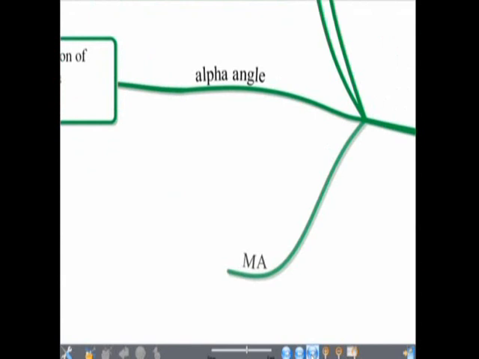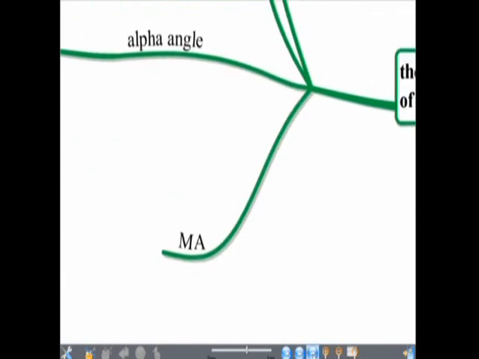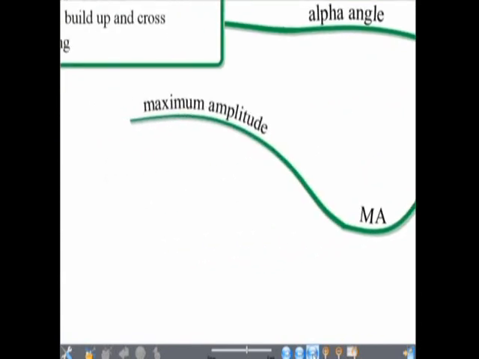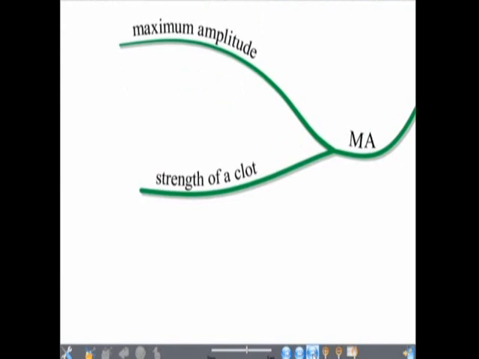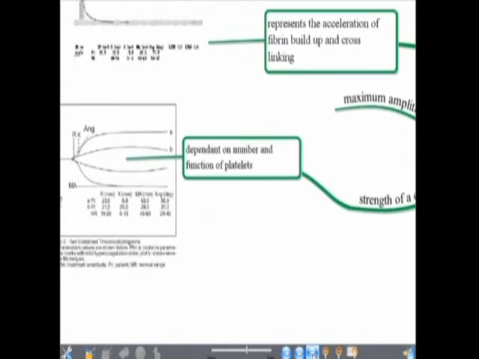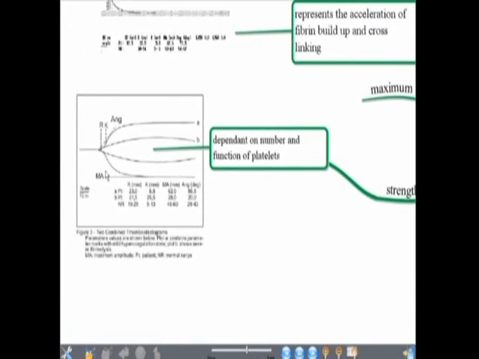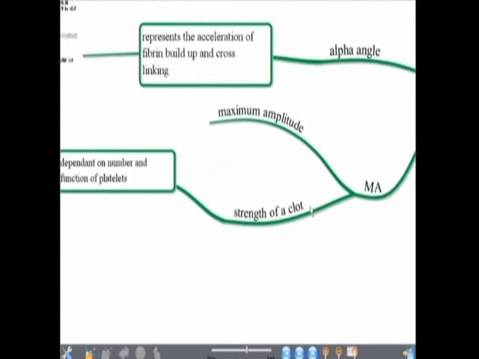MA, that's the next parameter, maximum amplitude. That shows you the strength of the clot, and it's dependent on the number and function of the platelets. Now that's MA, right there, from there to there. It tells you the strength of the clots. This is what I was trying to say before.